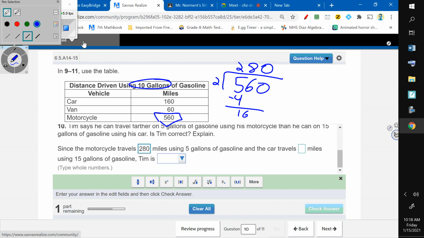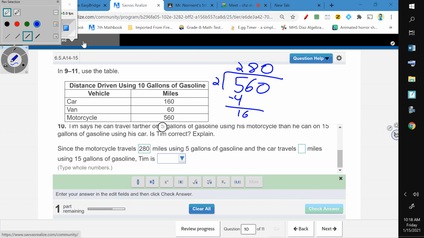Now the car, using 15 gallons. So what I'm going to do for the car is I'm going to set it up 160 miles in 10 gallons. That as a unit rate, I wish I had more space. I'm going to have to put it down here. Divide by 10, divide by 10. I want to get 1 gallon, so I'm going to divide this by 10, and this by 10. That's going to give me 16 miles for 1 gallon.